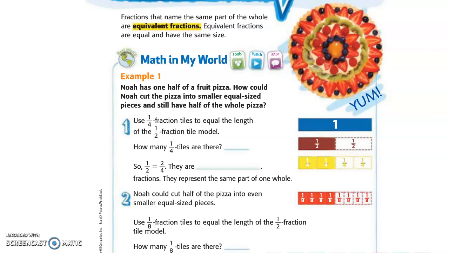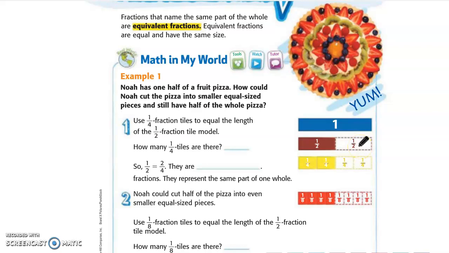So today we're going to look at equivalent fractions. And when we're looking at equivalent fractions, it means we're looking at fractions that are going to be the same size and they are equal. In order to determine that, sometimes we can use a number line and have the fractions on the number line. Sometimes we can use pictures.